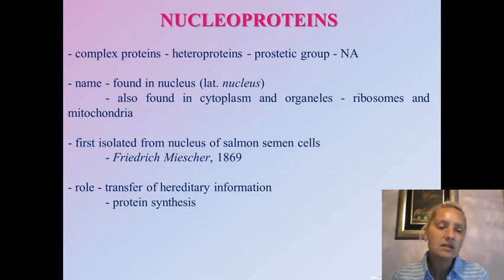Really, this is just one of the informative facts: nucleoproteins were first isolated from the nucleus of salmon semen cells. Nucleoproteins were isolated first by Friedrich Miescher in 1869. The major role of nucleoproteins is definitely something that we all know very well, and that is the transfer of hereditary information. And also, as we have already mentioned in the chapter on proteins, nucleoproteins, DNA and RNAs are involved in protein synthesis.